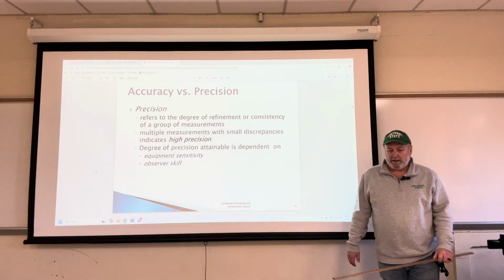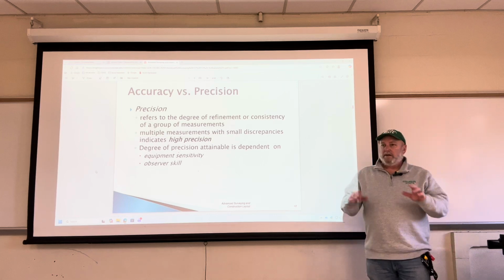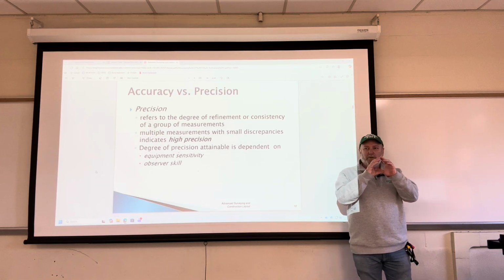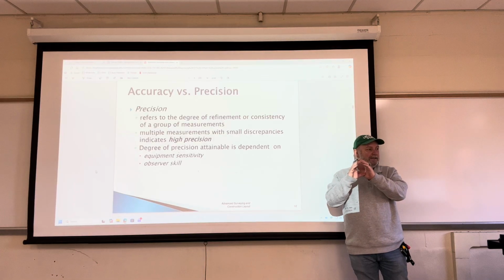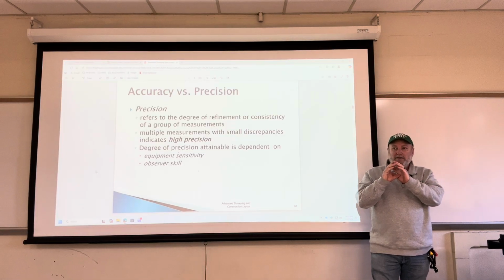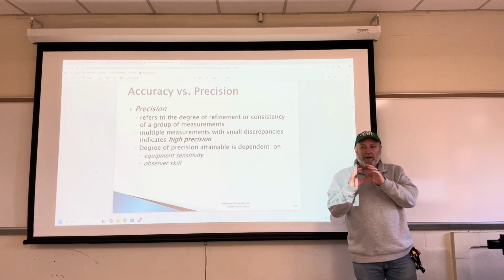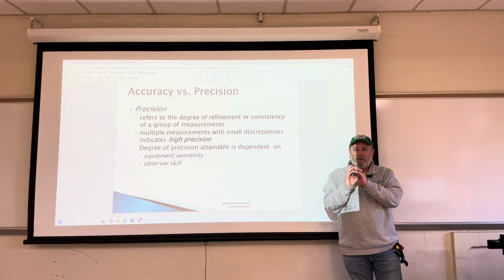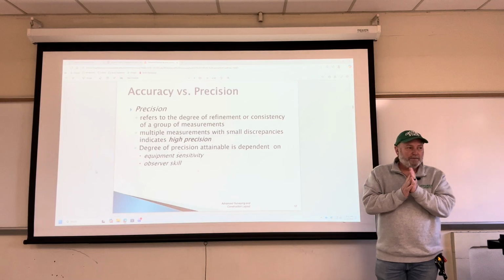So again, if you're target shooting, you maybe put a nice pattern. You're not at the bullseye, you're off to the side, but you've got a real nice tight group of multiple shots. Those would be precise. There's a small discrepancy. Maybe not accurate, not close to the bullseye, but a nice tight grouping in your shots would be considered precision. Does that make sense?